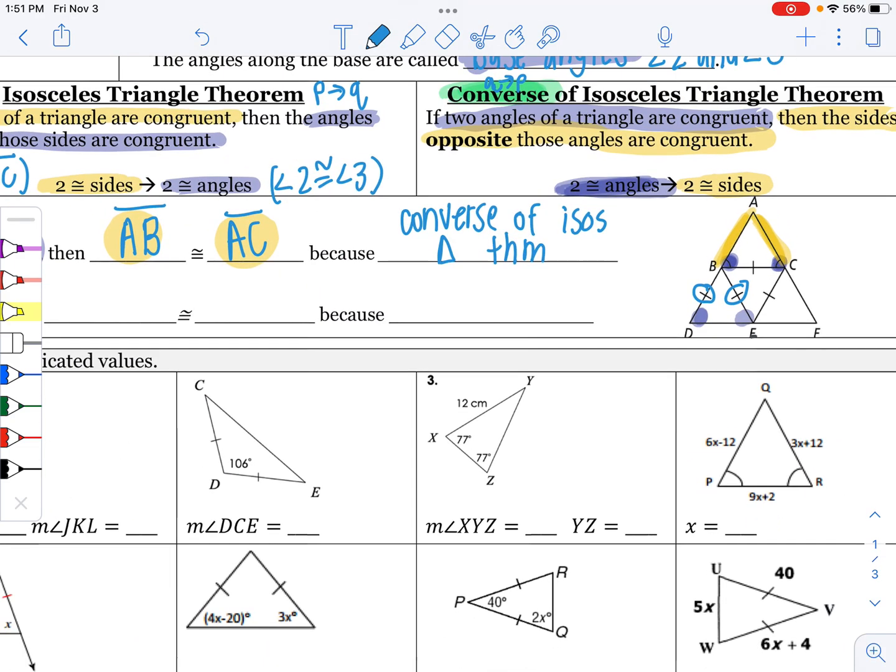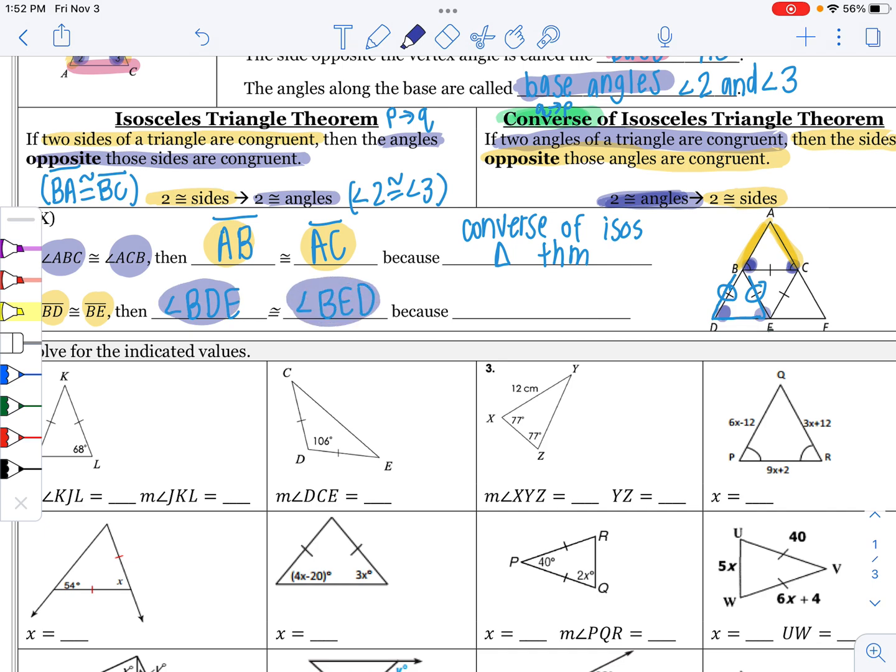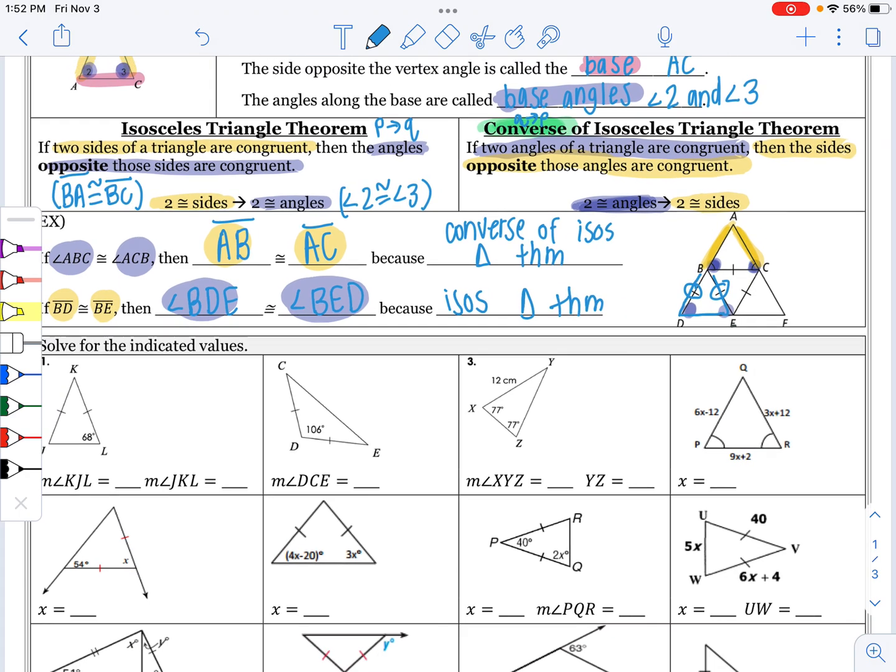Okay, so let's check that. I'm not just going to call that angle D. I could, but because I'm going to use 3 letters on the other one, I'm a creature of habit, so I want to use 3 letters on this one. So when I go to name this angle, I'm going to name it angle BDE. Angle BDE is going to be forced to be congruent to angle BED. That is just the normal, because I went from sides to angles. That is our normal isosceles triangle theorem.